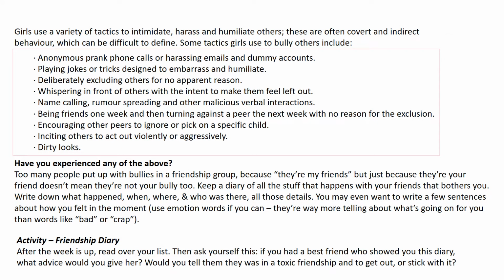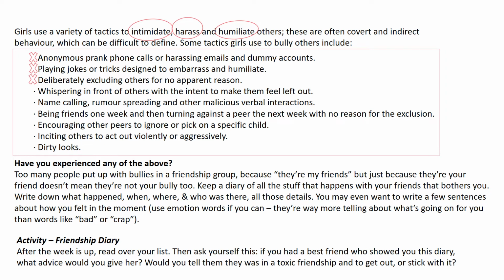Girls use a variety of tactics to intimidate, harass and humiliate others. These are often covert and indirect behaviours, and it can make it difficult to define. Some tactics that girls use to bully others include anonymous prank phone calls or harassing emails, and even dummy accounts. Playing jokes or tricks designed to embarrass and humiliate.